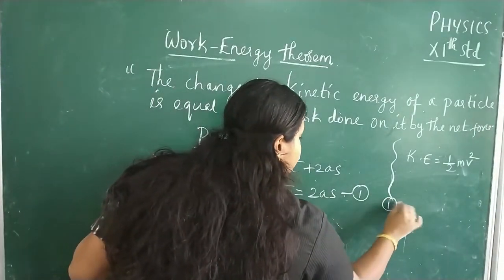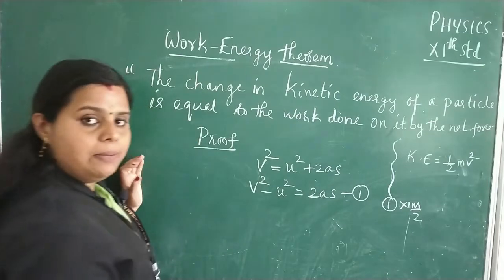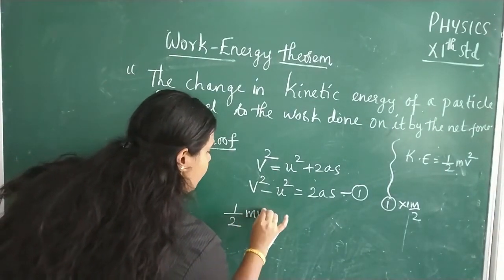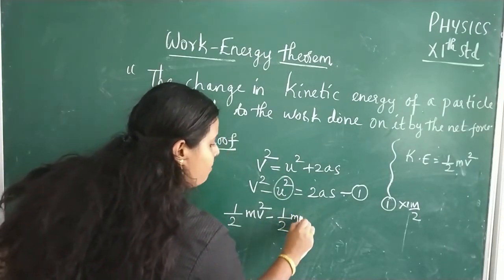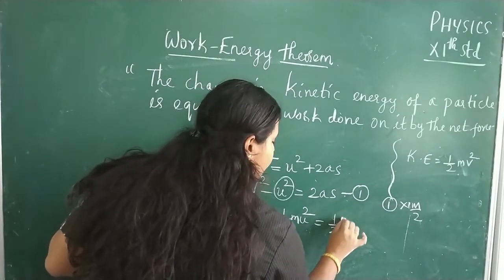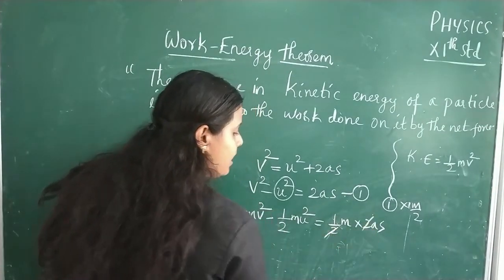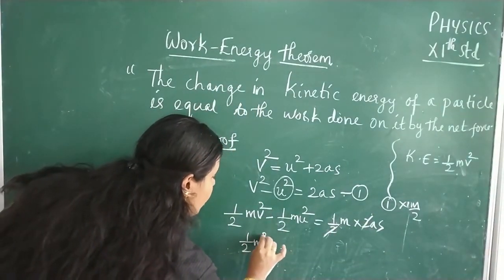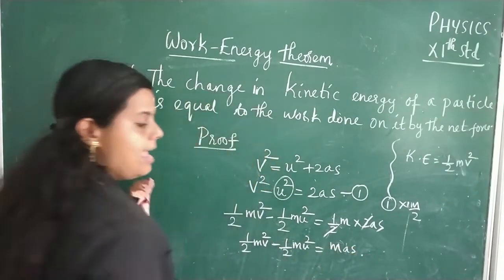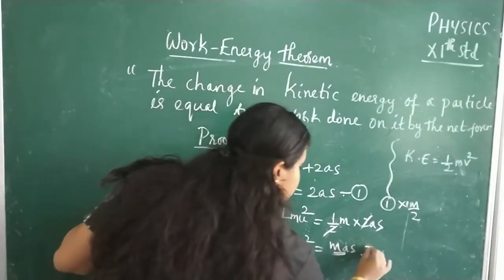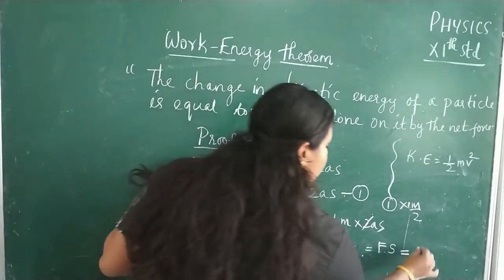Multiply equation 1 throughout by m by 2, or half m. So the equation will be half mv square minus half m u square is equal to half m into 2as. Okay, so 2 get cancelled. So this will be half mv square minus half mu square is equal to mas. And we know that ma, that is the force. So this will be F into S, force into displacement. That is the work done W.